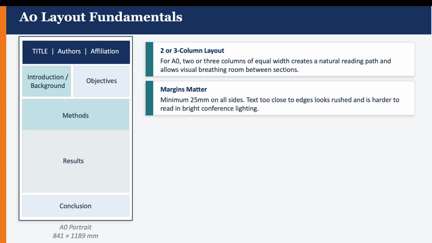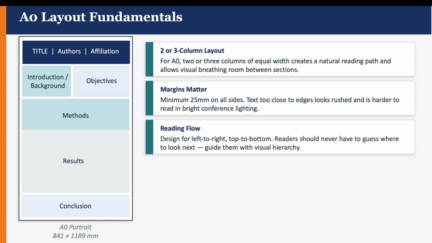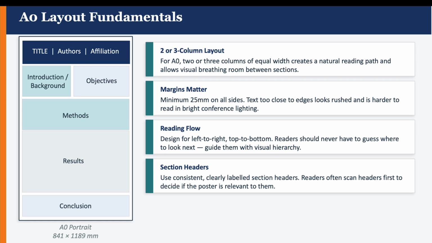Margin matters more than most people think. A minimum of 25 millimeters on all sides is recommended, and text should not run too close to the edge, or it looks rushed and is difficult to read, particularly in bright conference hall lighting. So your reading flow should be deliberate. Design from left to right, top to bottom, and readers should not have to guess where to look next.